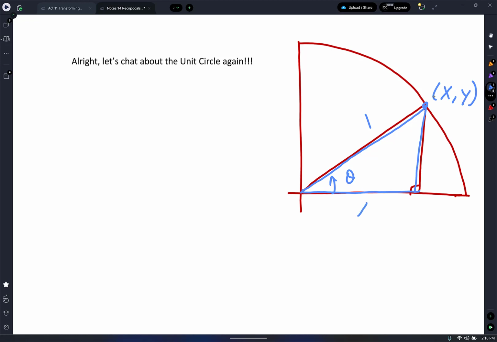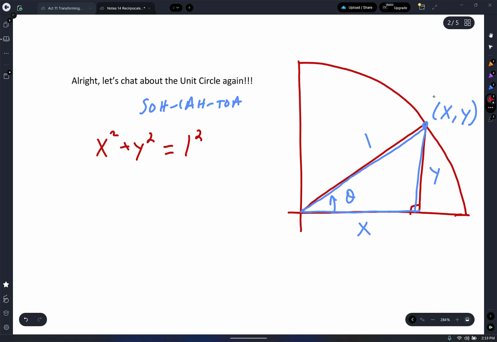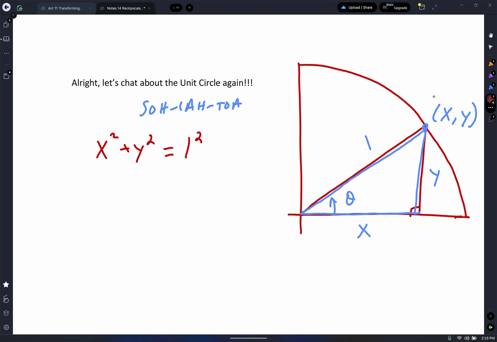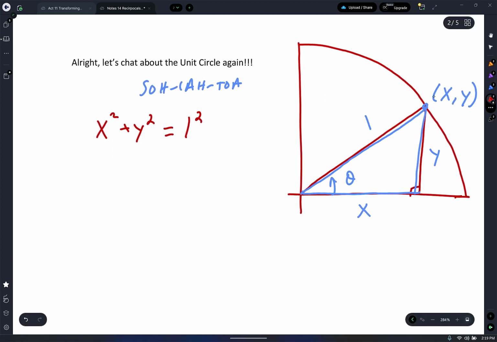This is some x value. This is some y value. We haven't done anything crazy. All right, SOHCAHTOA. And I know from Pythagorean theorem, I know that x squared plus y squared equals 1 squared. Are we okay with that? Okay. Since we know that's a fact, 1 squared is just 1. I'm going to rewrite this as x squared plus y squared equals 1.